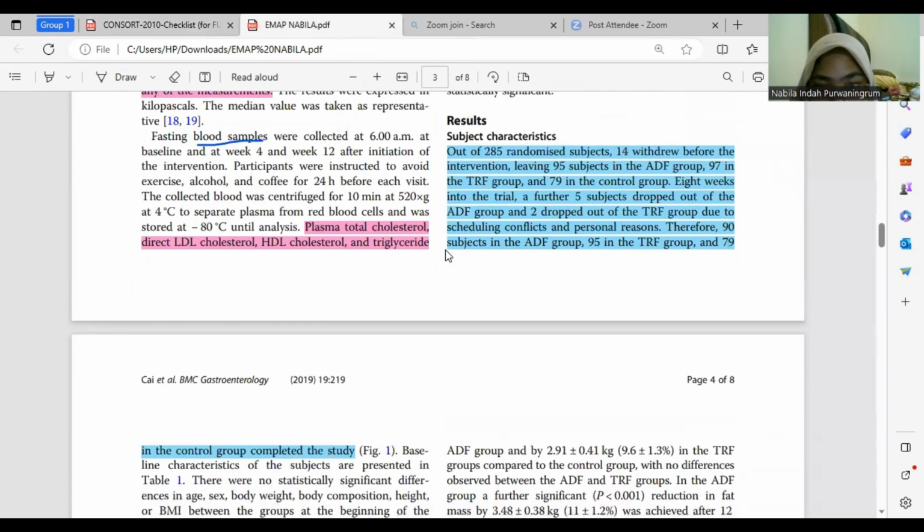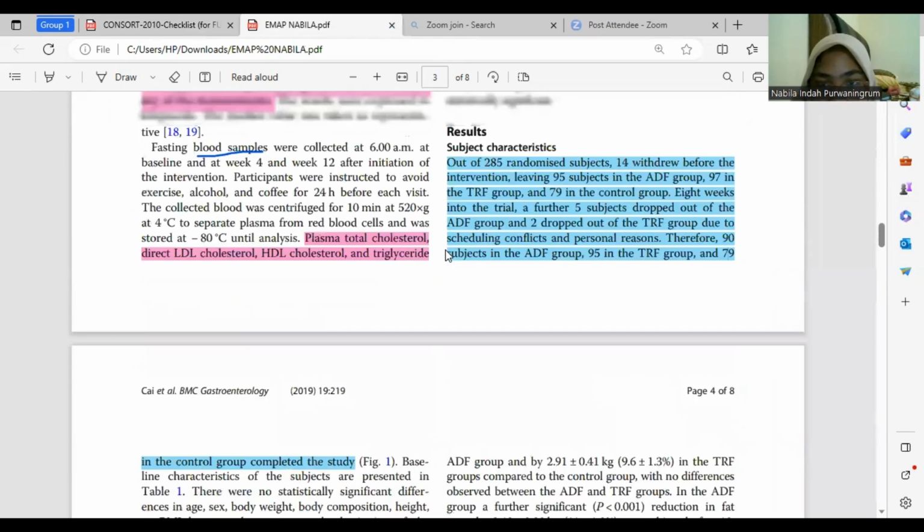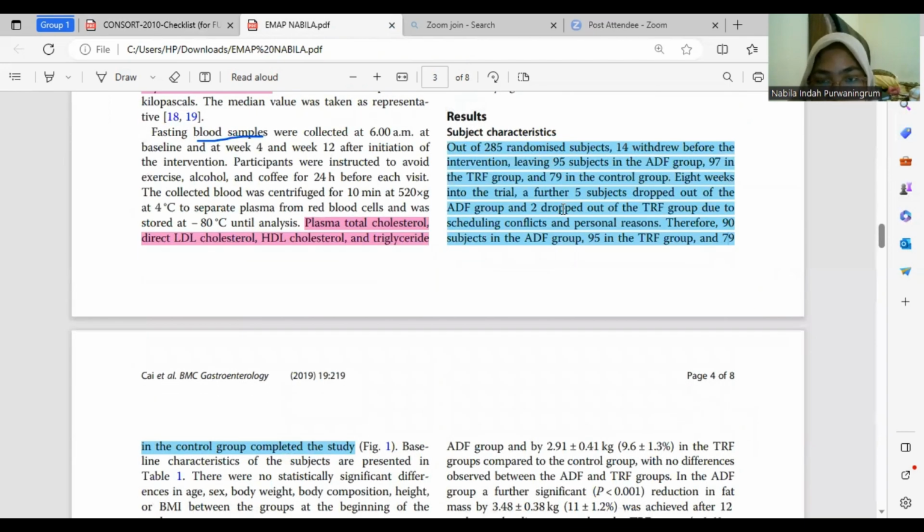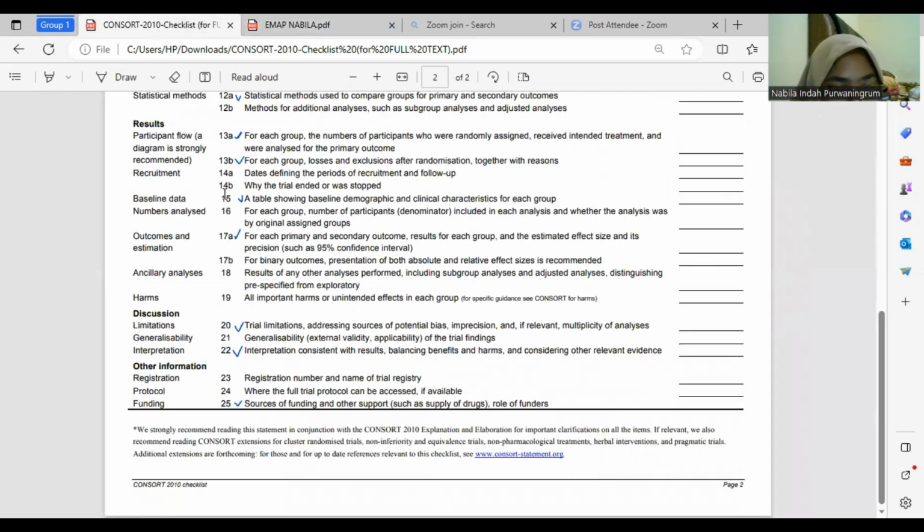You can see it here. This is 13B. And then next we are going to recruitment. 14A, dates defining the period of recruitment and follow-up. That is not being stated in this article. And then 14B, why the trial ended or was stopped. In this article there's no change, and the research was not stopped, so it went well for 12 weeks.